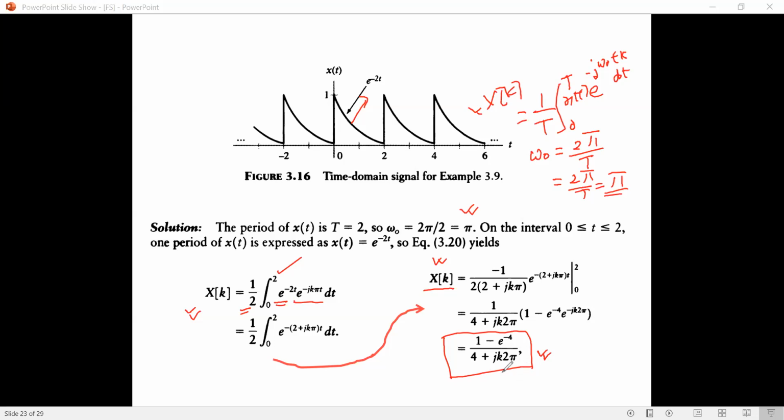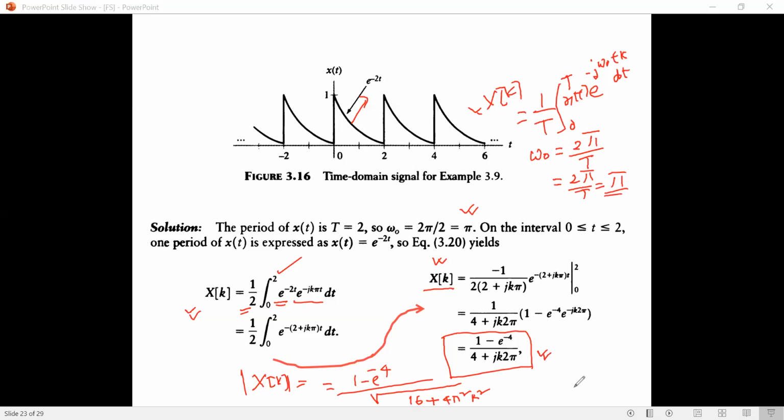Can you calculate the magnitude of this xk? Magnitude of xk equals what? It is 1 minus e to the power minus 4, divided by the square root of 4 squared plus 4 k pi squared. Is it okay?